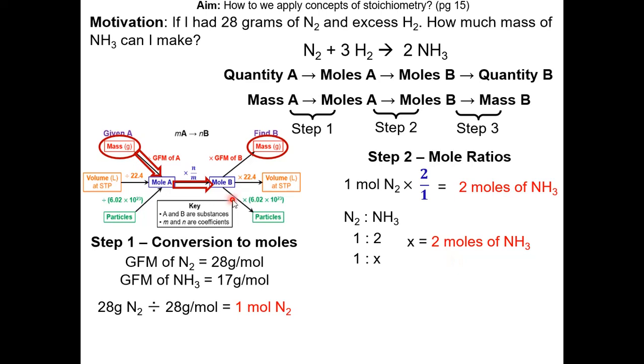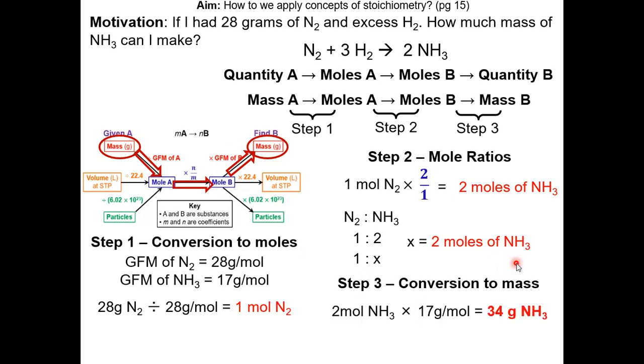The last step is to convert the moles of NH3 to mass. To do that, we're going to multiply the moles of NH3 by the GFM of NH3, which is 17. 2 times 17 gives us 34 grams of NH3, and that is the final answer. As long as you follow the general strategy and use one of the diagrams, you should be able to solve every stoichiometry problem in this lesson.